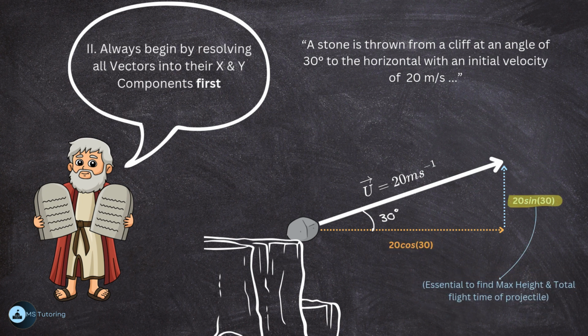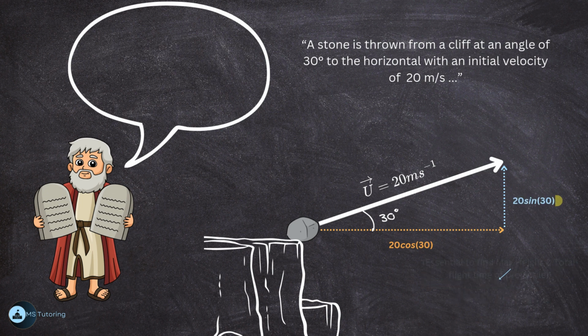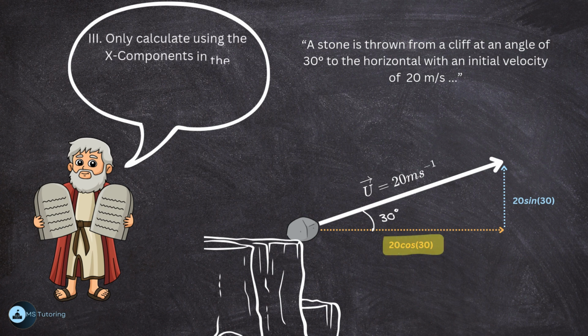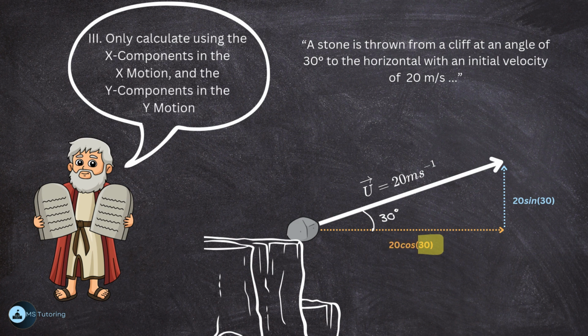Now, since we have to treat the x and y motions completely separately, that means we better only use our horizontal velocity component for any x motion calculations, and our vertical velocity component for any y motion calculations. That'll make sure that we're isolating each motion in our calculations and give us the best chance of finding the answers that are relevant to each dimension.